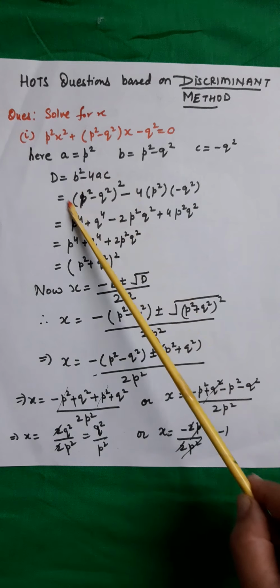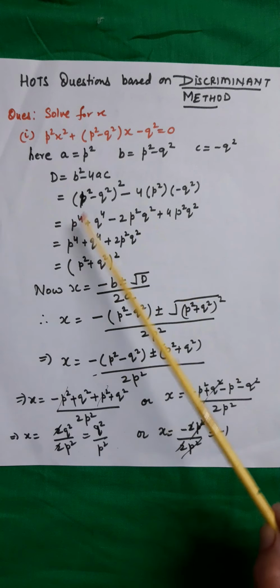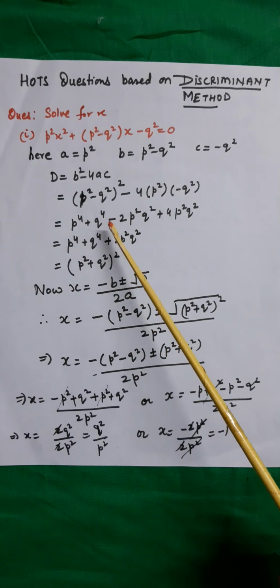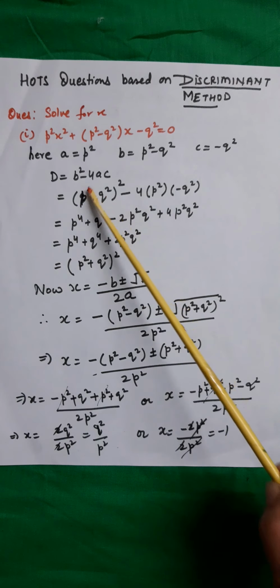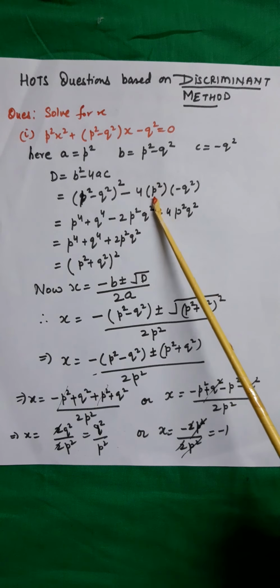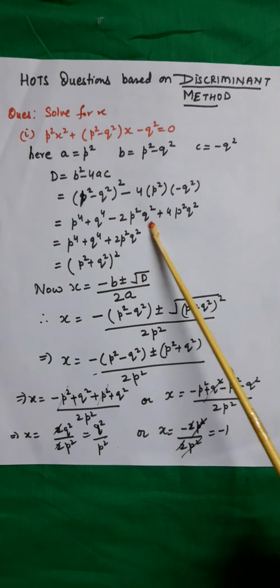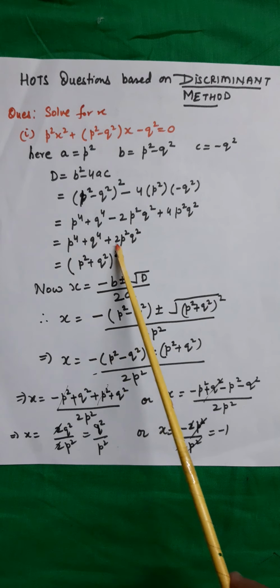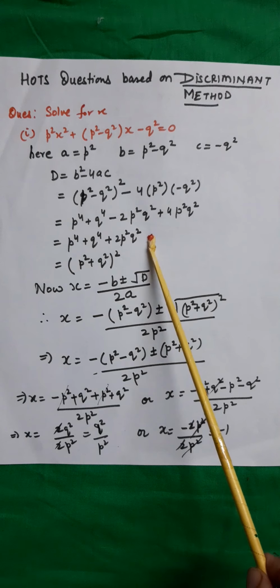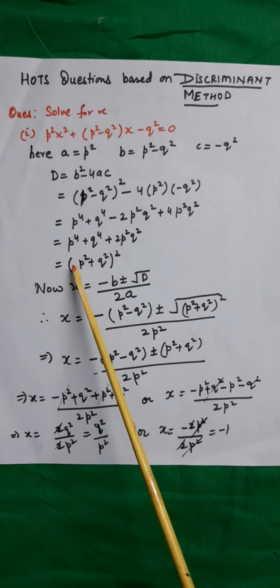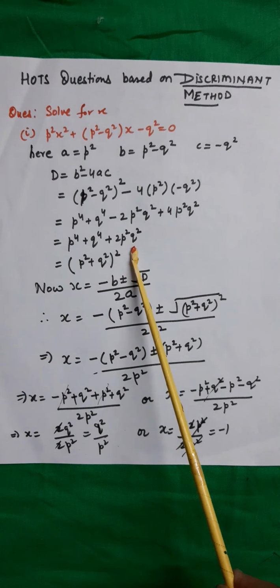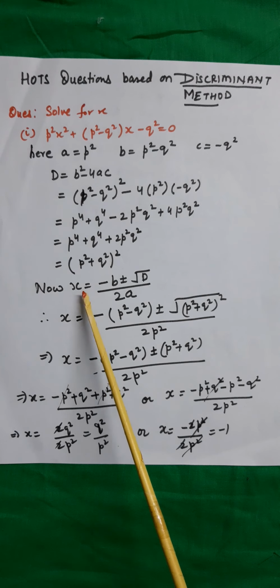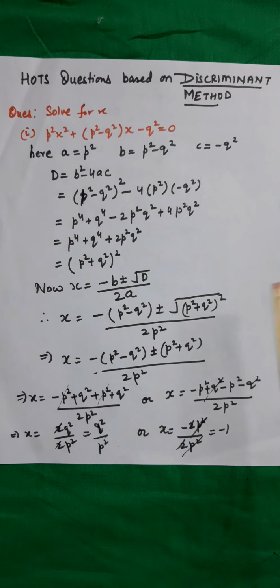Now let's see. Open this, apply the formula (a − b)². Square of this: p⁴ + q⁴ − 2p²q² + 4p²q². Now −2p²q² + 4p²q² will give me 2p²q². So I am having these three terms: p⁴ + 2p²q² + q⁴. This is nothing but (p² + q²)², the square of a + b. Now x = (−b ± √D) / 2a.